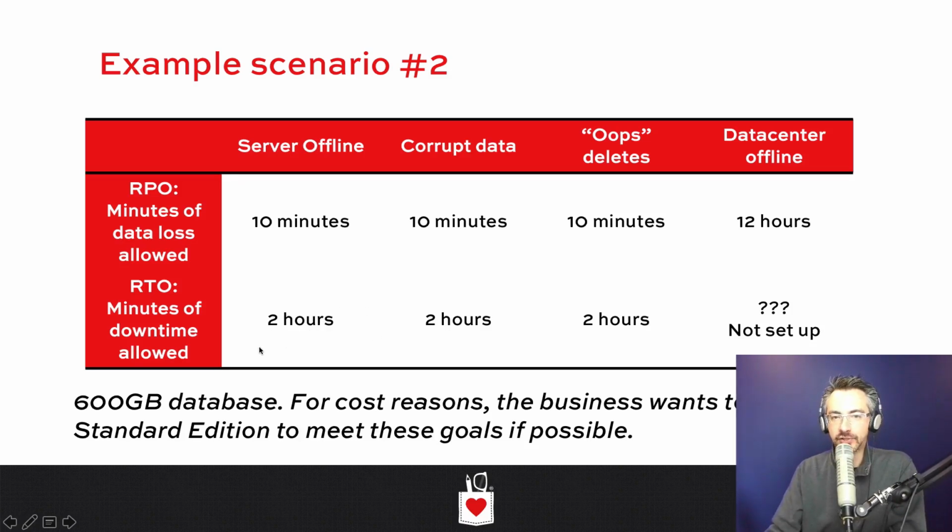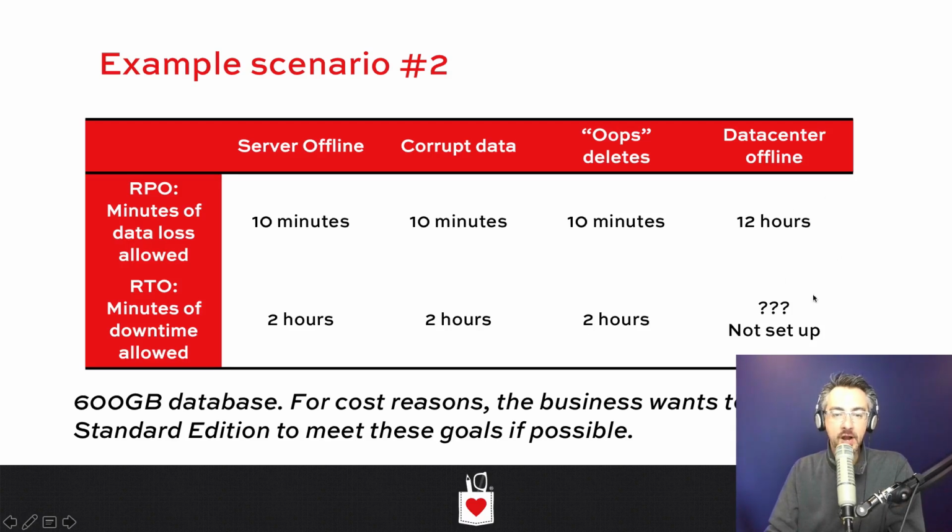Oh man, that's luxurious. That's fantastic. I can have a nap and maybe some chocolates before I go into work at that rate. In the event of data corruption, we're okay losing 10 minutes of data and being down for 2 hours. Oops deletes, we're okay losing 10 minutes and being down for 2 hours.